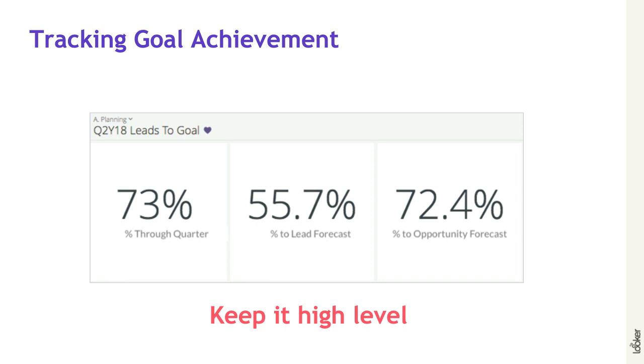The second one I have here is percent to lead goal. This is a very common marketing goal, and so it's often the first KPI for a top of the funnel in a business-to-business situation.